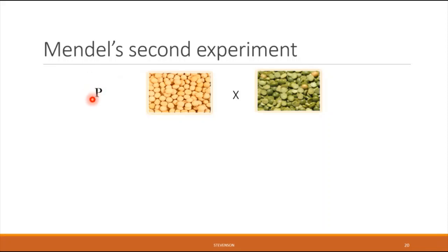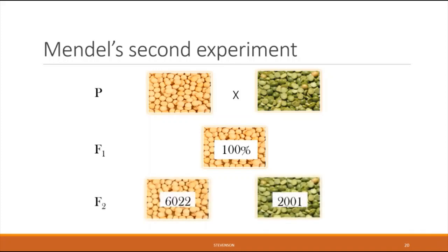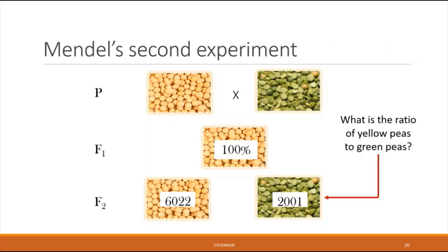This is considered the parent generation. In the first filial generation, the F1 generation, he found that 100% of the offspring were yellow, like the male parent, and not green, like the female parent. Then, just like in the first experiment, he allowed the F1 generation peas to self-pollinate. And in the F2 generation, these are the numbers that he got. 6,022 yellow peas to 2,001 green peas.